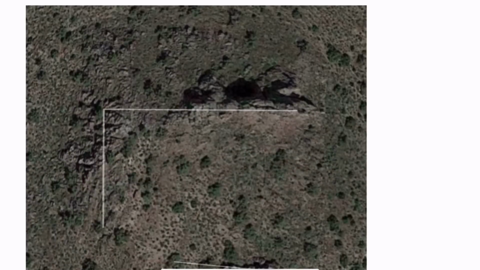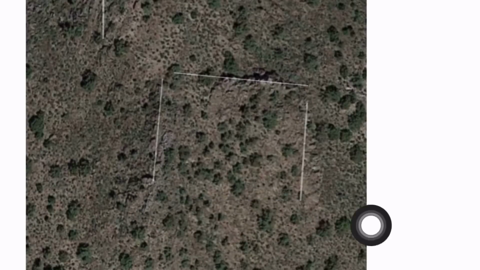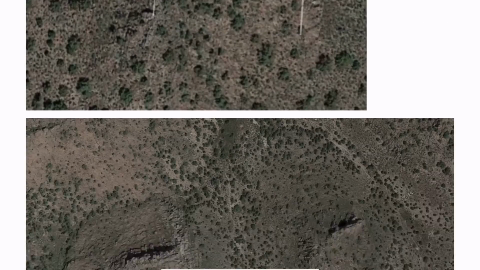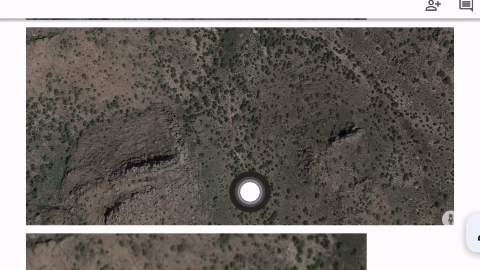So look, see that? And then right here, west of that, this is like an alleyway of some sort, another building, the foundation, right angles. I want you to understand, mountains do not form like this, people.